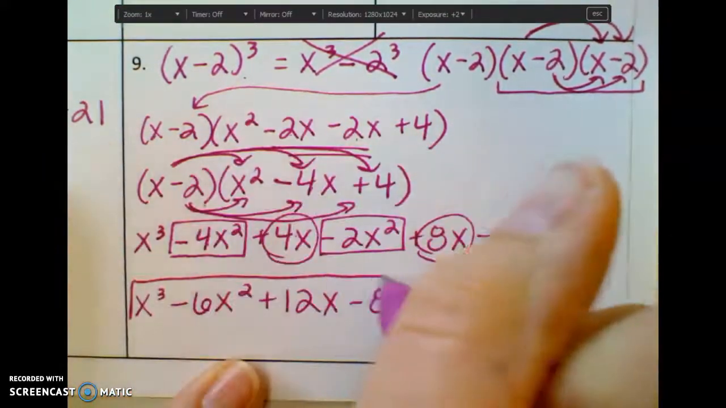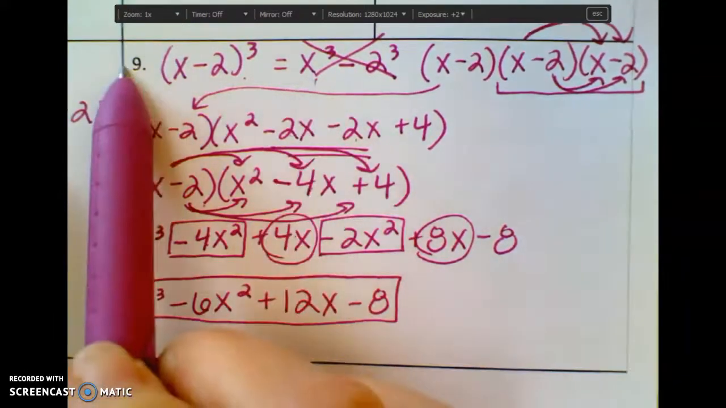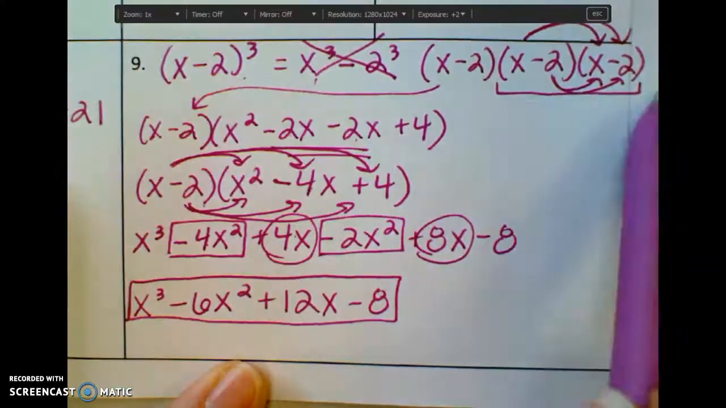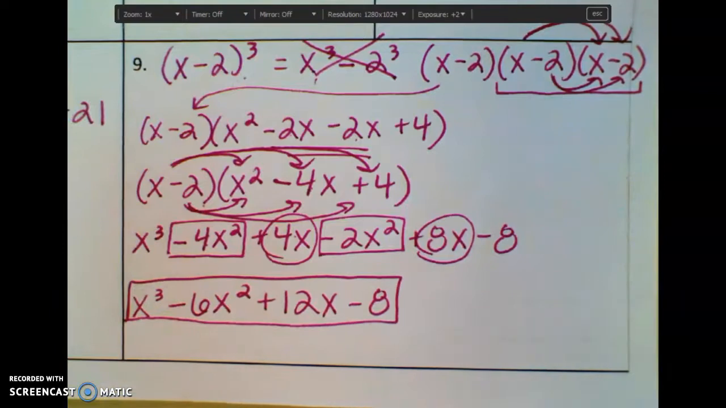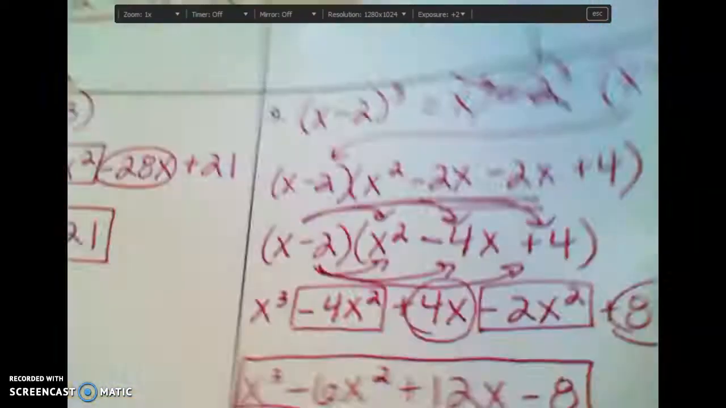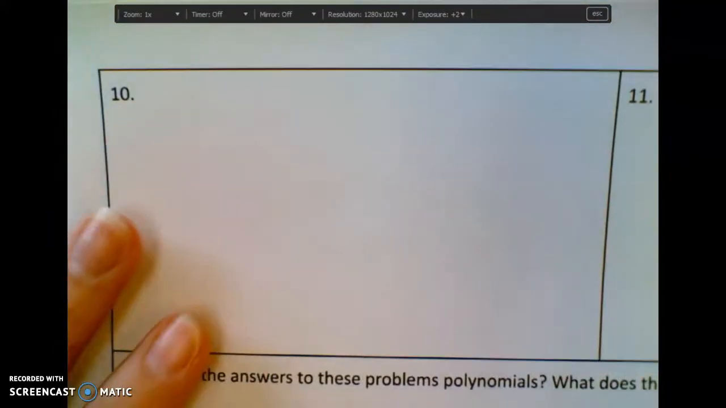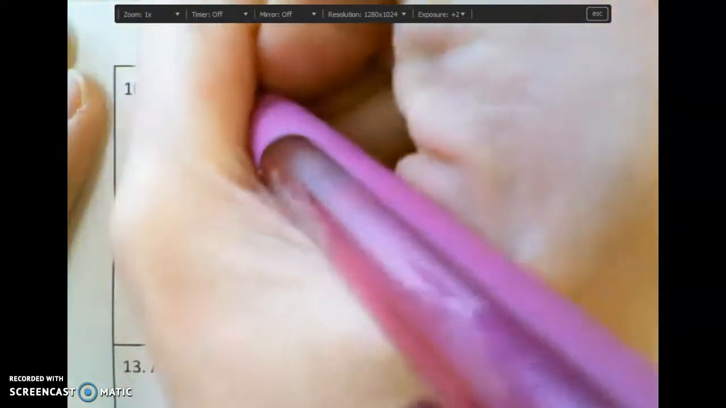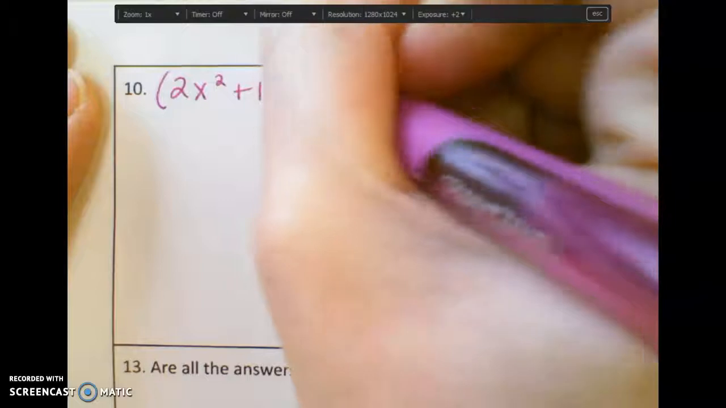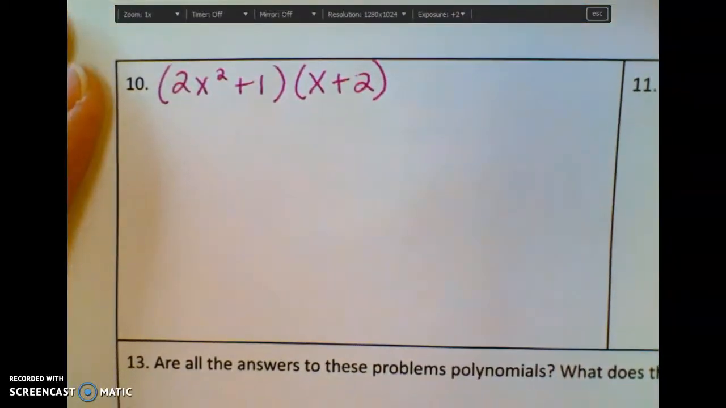So be very careful on these problems. We cannot just give that 3 to everything. This means we have 3 sets of parentheses. So then we're going to have to distribute multiple times. On the back of the notes, I'm going to write out the next 2 problems, and I want you to try them on your own. So here is number 10. Number 10, we've got (2x squared + 1)(x + 2). Pause the video, try it on your own, and then check your answer in a minute.